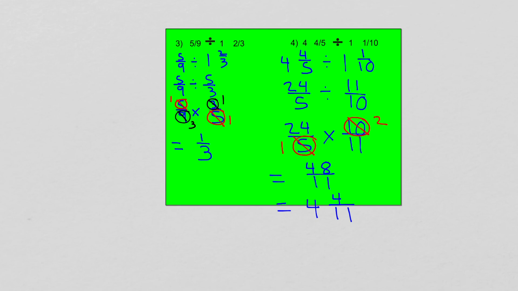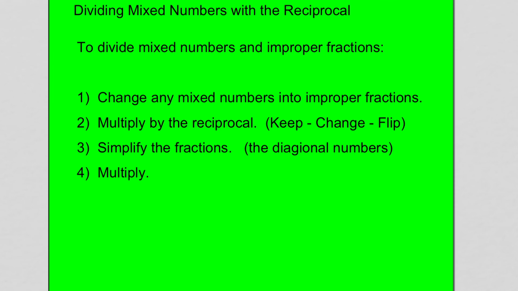So that's how you divide mixed numbers, kids. You change any mixed numbers to improper. You multiply by the reciprocal or keep, change, flip. You simplify the fractions, and then you multiply. That's the last thing we need to do with dividing of fractions. I'll just have you move on to your practice assignment now.